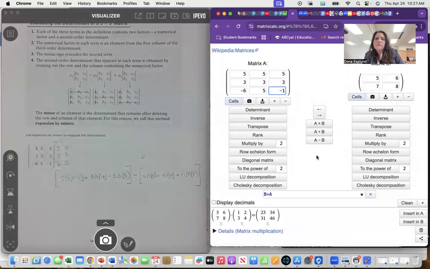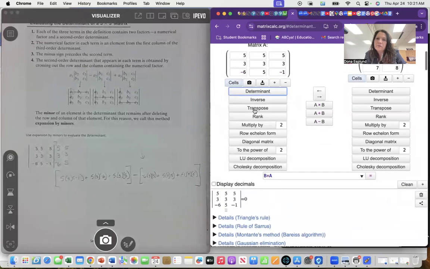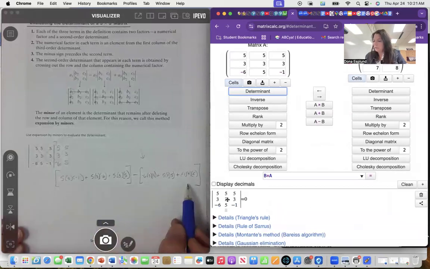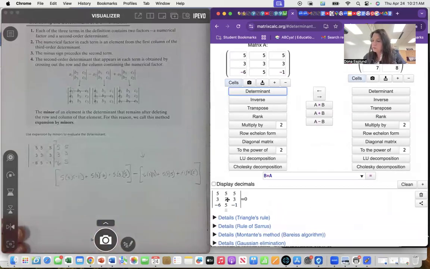Okay, if I want to find my determinant, I have a button that I go ahead and click, and so I'm just going to ask for the determinant. And so what happens is you're going to end up with then this whole thing is going to equal 0. So my determinant is equal to 0.